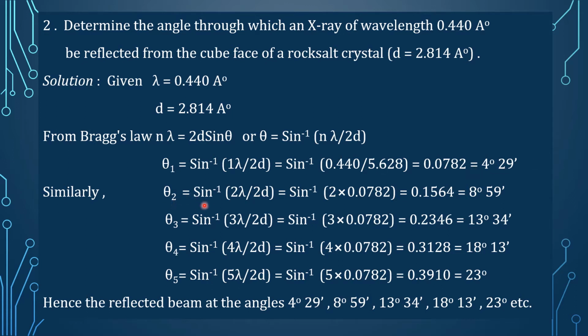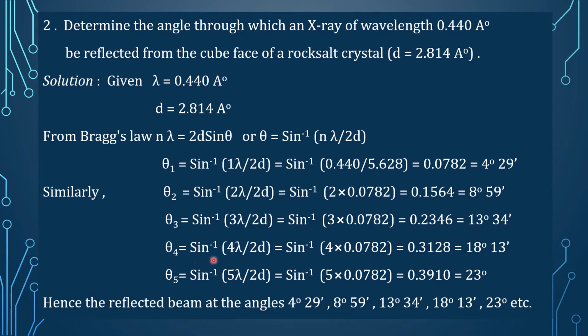Similarly, theta 2 is equal to sin inverse of 2 lambda by 2d, which is equal to sin inverse of 2 into 0.0782, which is equal to 0.1564, which is equal to 8 degree 59 minutes. Then theta 3 is equal to sin inverse of 3 lambda by 2d, which is equal to sin inverse of 3 into 0.0782, which is equal to 0.2346, that is 13 degree 34 minutes.